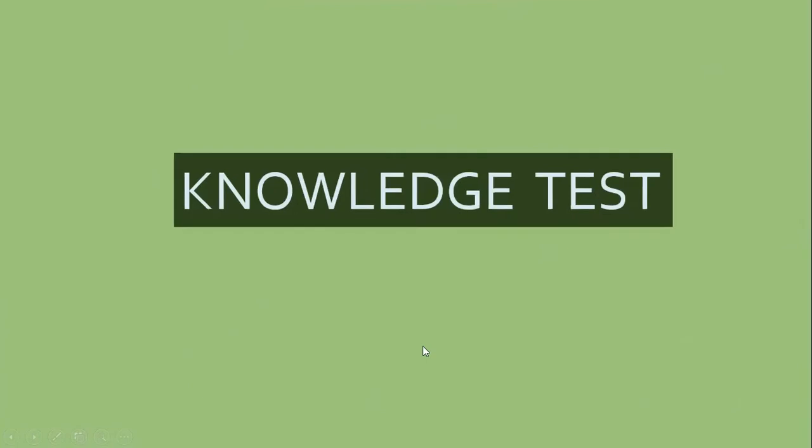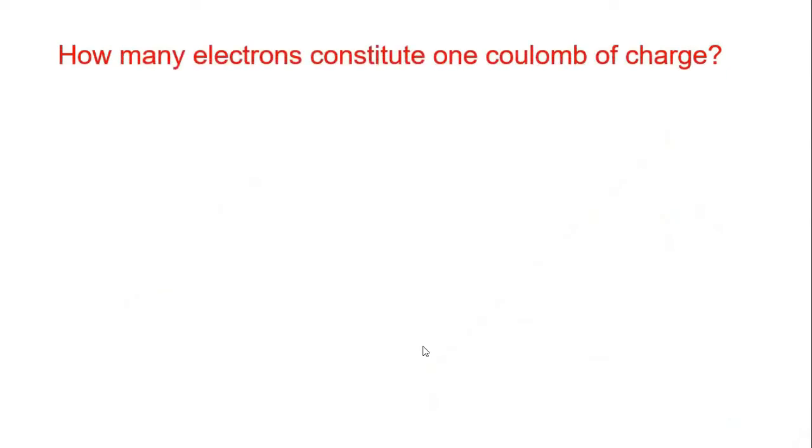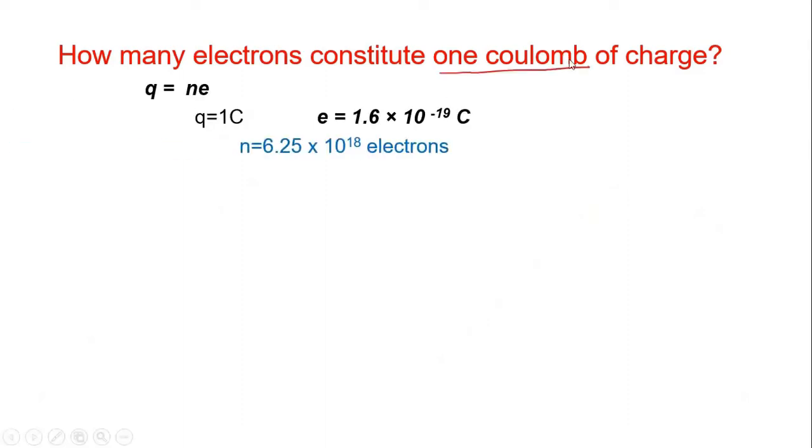Now let's have one knowledge test based on this quantization. The question is: how many electrons constitute 1 coulomb of charge? Here the key phrase is 1 coulomb of charge. So the number of electrons present in 1 coulomb of charge, how can we compute it?